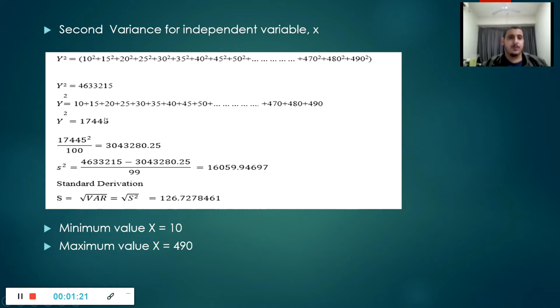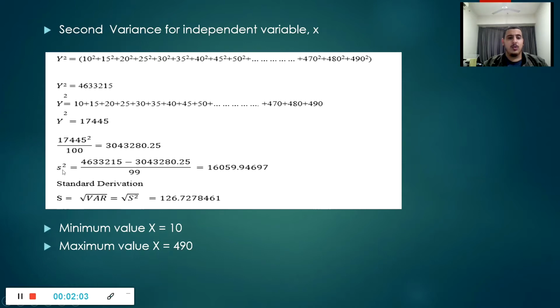We will use this formula. So first we have to take the data and square each of them, then sum all the data. We will get 4,633,215. Then for the standard deviation, we need to find the square of the sum of y. So we will use this equation, which is the total of the data squared over 100.